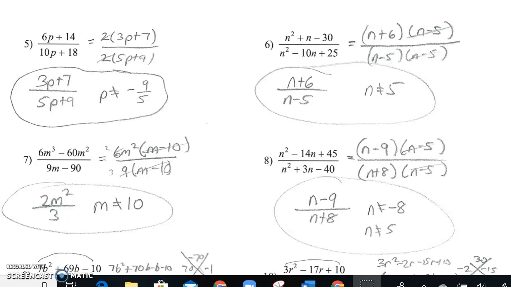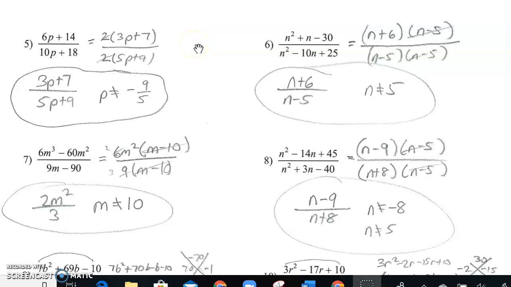So the answer key here, let's start with number 6. You see number 6 here, it's two trinomials, one trinomial divided by the other. On top, we have n squared plus n minus 30. And the bottom is n squared minus 10n plus 25. On top, we need to come up with numbers that add to 1 and multiply to negative 30. Those are positive 6 and negative 5.